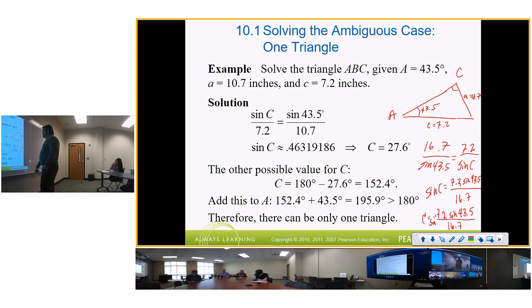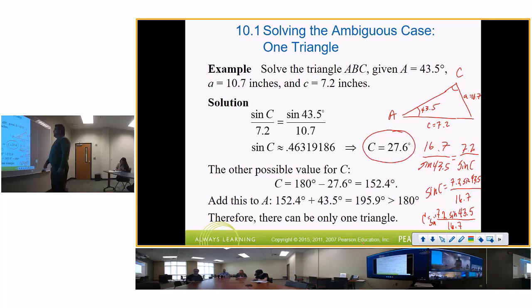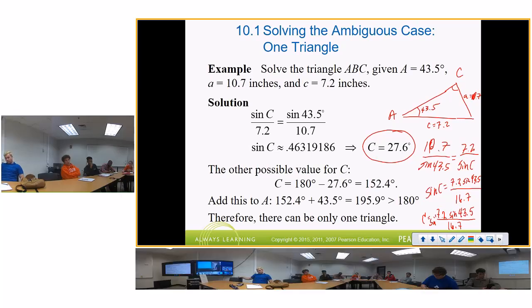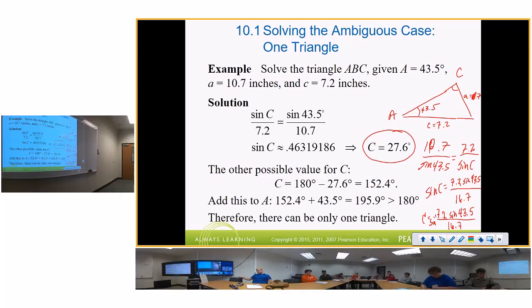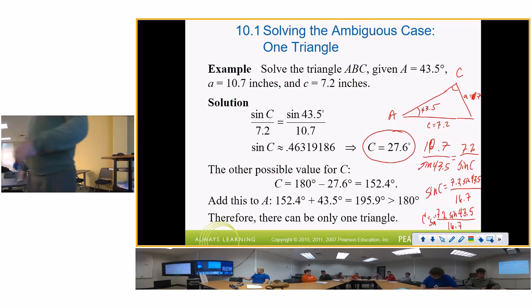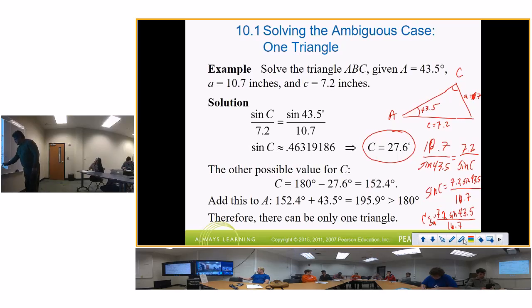Where did the 16.7 come from? Wouldn't it be 10 point something? 10.7, right? Yeah, 10.7. Okay, people, 10.7. I'm sorry, I mistook my 0 for a 6. Apple's the best of us. All right, did y'all come out with 27.6? Yes. Okay, now you've got 27.6.